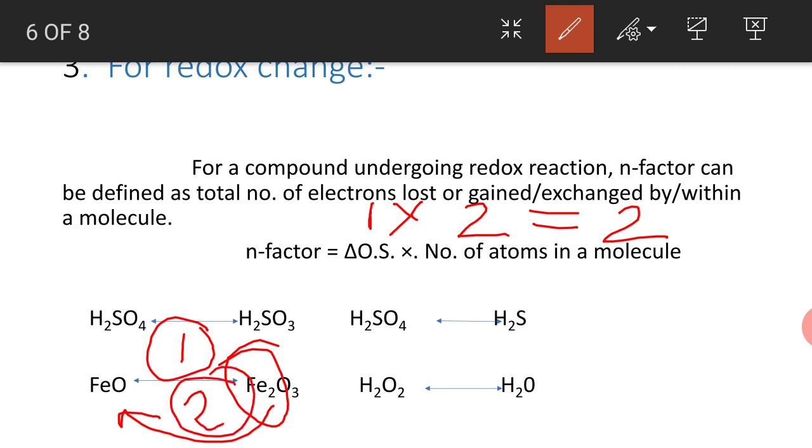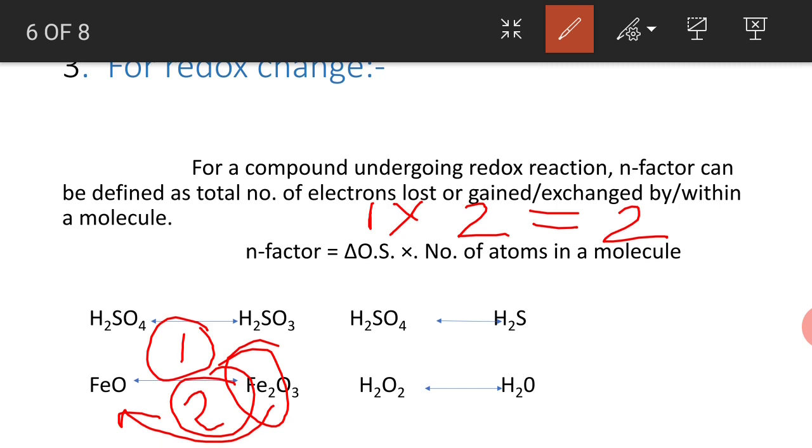So we can say that for the forward and backward reaction, the N factor can be different. It's not necessary that the N factor for the forward and the reverse reaction is the same. It depends upon the reaction. That's why I told you in the beginning of the video that the N factor is a reaction-dependent quantity. If the reaction is changed, then the N factor can also change. It is not necessary that it always changes, but it can. It does not depend on the molecule, it depends on the reaction. In which reaction it is going will decide the N factor.